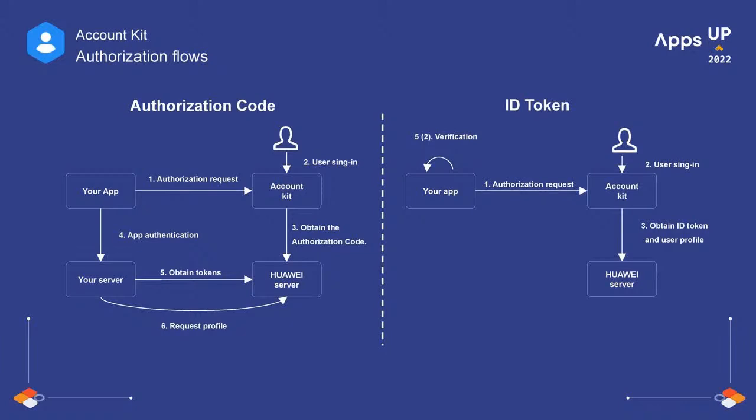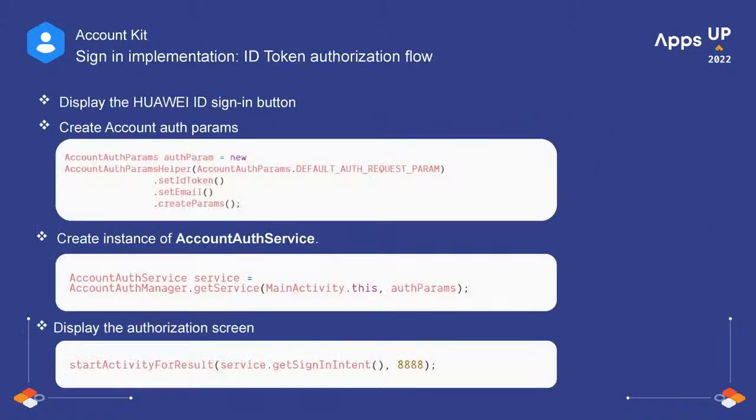Now let's see how to implement the second authorization flow, which is ID token. So first, you will need to display the Huawei sign-in button, and this is provided by Account Kit. Next, we have to create an AccountAuthParams. So we're going to use the class AccountAuthParamsHelper, and then we have to call the method setIdToken to say that it's the second authorization flow that does not require server-side integration. And then we're going to call the method setEmail. Email and phone number are sensitive information, so we have to ask for them explicitly.